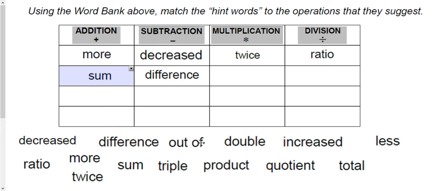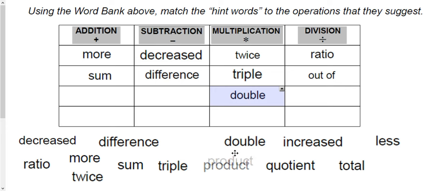This is a weird one. Out of. Like 4 out of 5. That's like a ratio, and that deals with division. Triple, similar to twice, but 3 times. You can even put 3 times in that chart if you want. Double is like twice, 2 times. If you double something, you're multiplying it times 2.